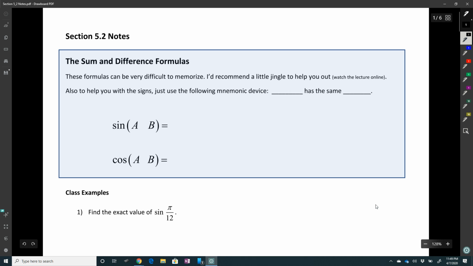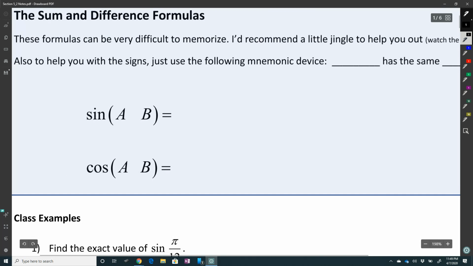Hey everybody. So today we're going to be doing section 5.2, and this is over the sum and difference formula. So the section's going to be a little shorter because we're only going to be memorizing three things, but they could be a little tricky to memorize. So basically the sum and difference formulas are what happens when you have sine plus or minus a number, or cosine plus or minus a number.